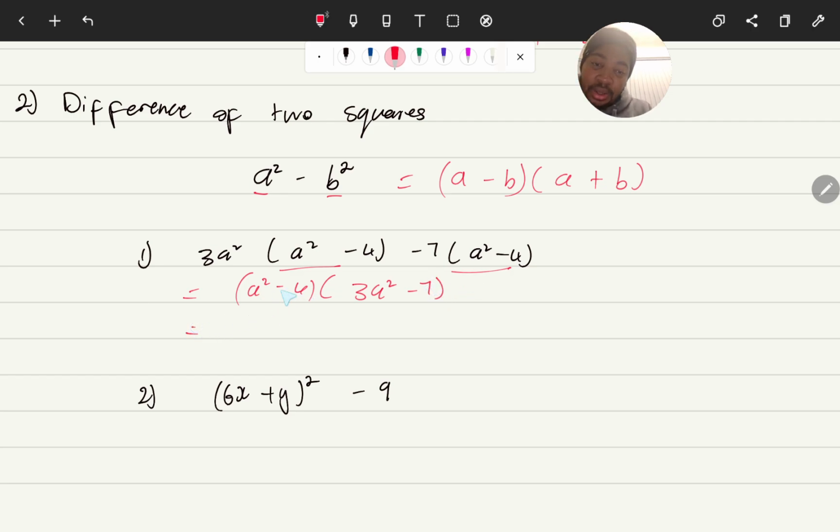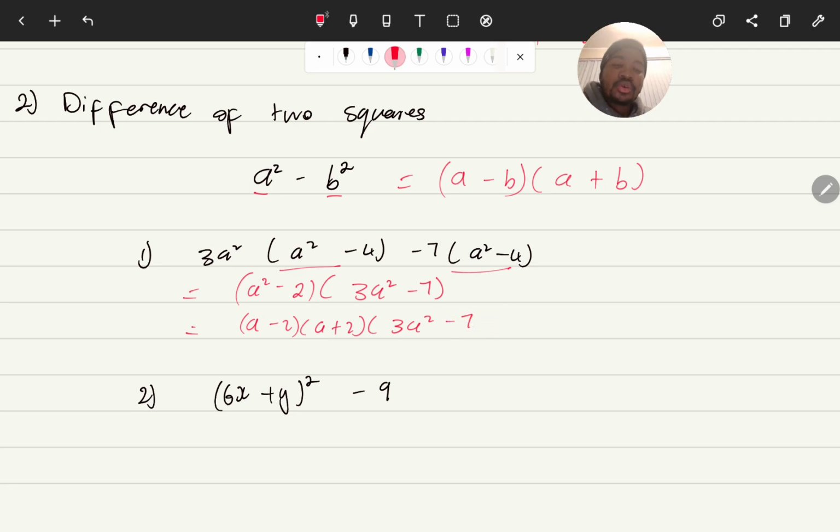But here we do have a difference of two squares, because this 4 can also be written as 2 squared. That means you have a minus 2, a plus 2, 3a squared minus 7.